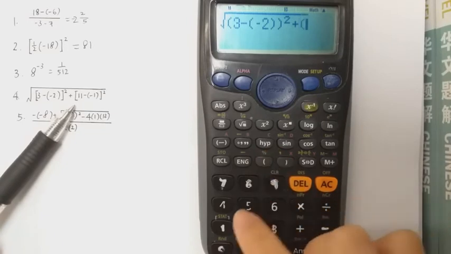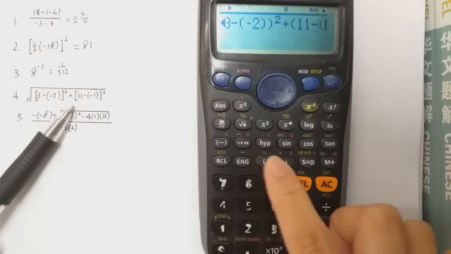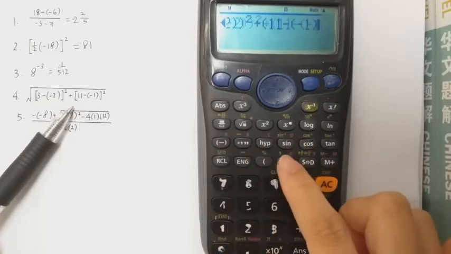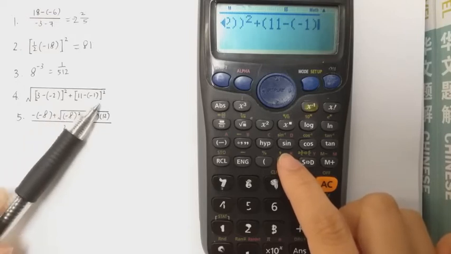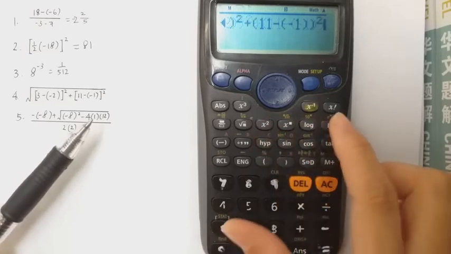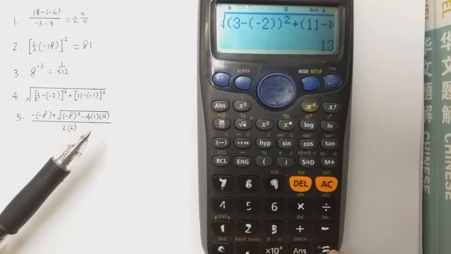open bracket 11 minus negative 1. Negative 1, we use this sign, 1, close bracket, and another close square bracket, and power 2 again. Equals, equal sign, we have 13.